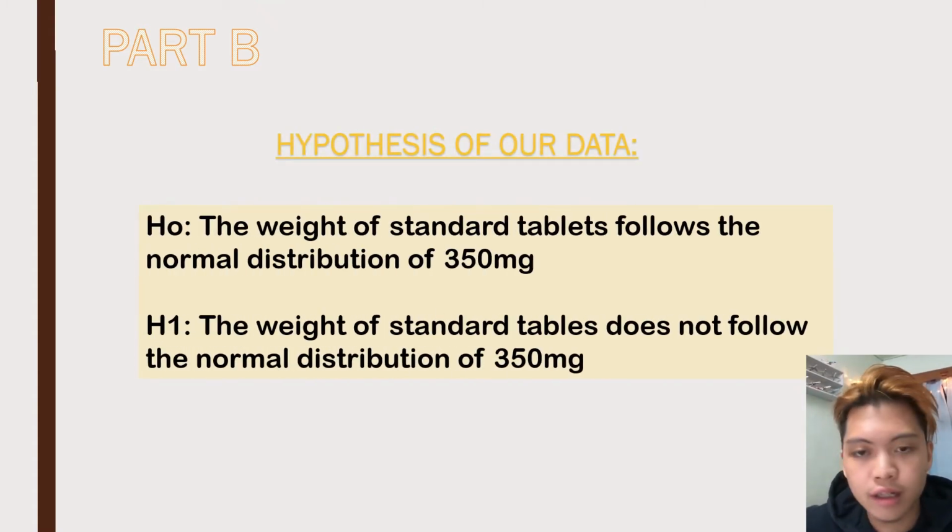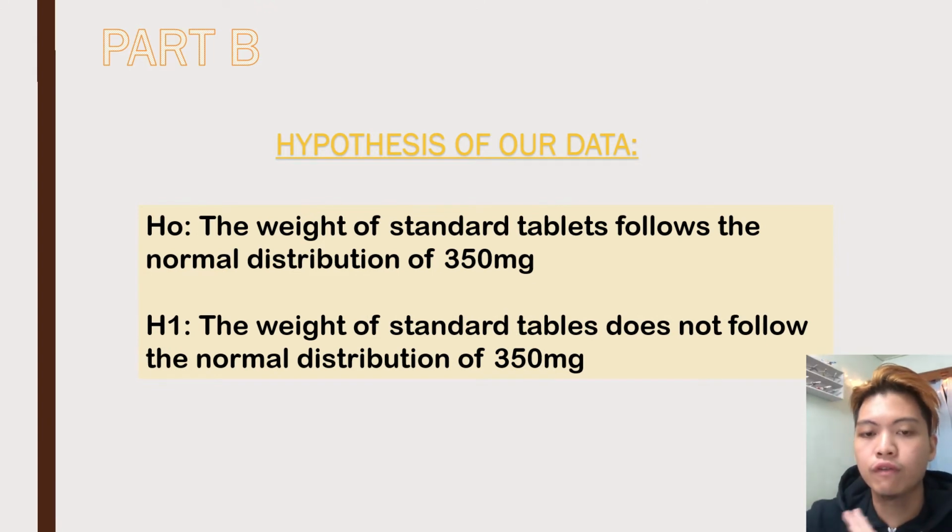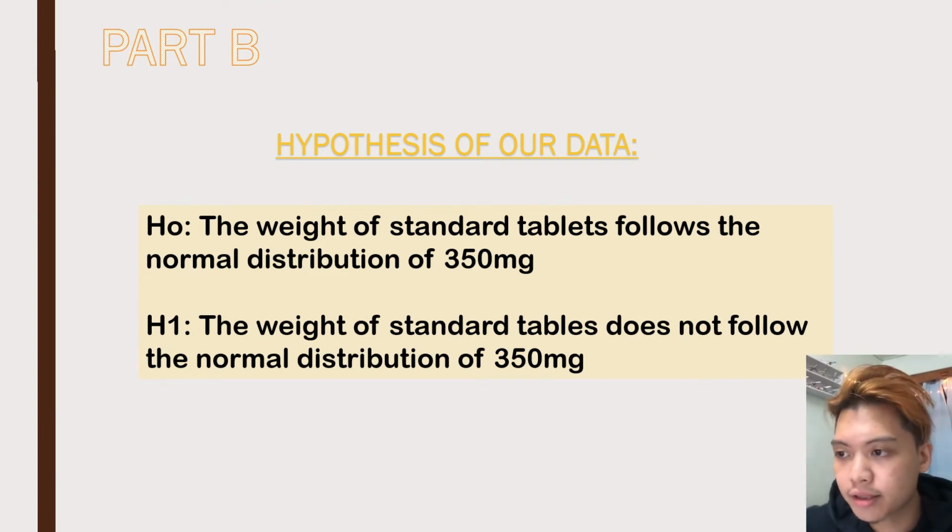So for this calculation part, we are breaking it down into 4, which is the hypothesis, the test statistics, the decision rule, and the conclusion. For the first part, our hypothesis states that the weight of standard tablets follows the normal distribution of 350 milligrams. And our opposing hypothesis states that the weight of standard tablets does not follow the normal distribution of 350 milligrams.